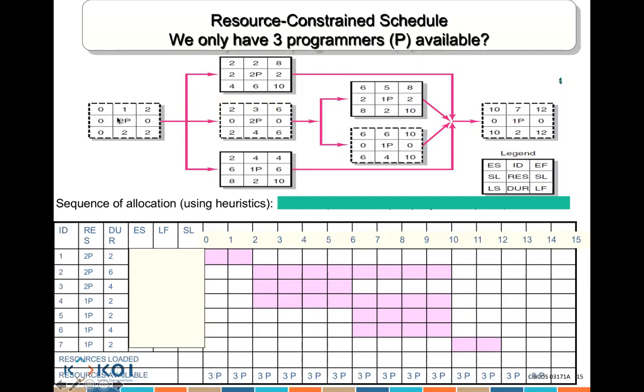So we need two. So I would write here between day 0 and day 2, 2p, 2p. Why? Because for the first day, I need 2 people, and for the second day, I need 2 people. So I'll write 2p.